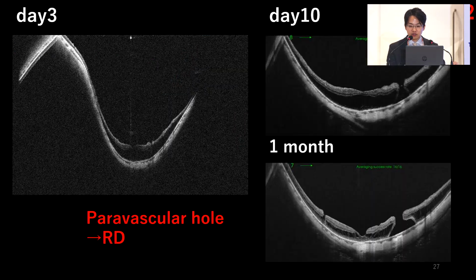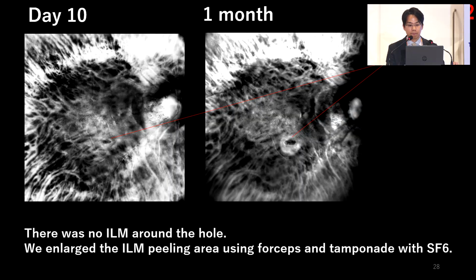At day 3 after the surgery, we could detect a tiny palavascular hole. One month after the surgery, retinal detachment occurred around the palavascular hole region. Using retromode imaging, the palavascular hole and retinal detachment region are easy to detect. In the reoperation, there was no ILM around the hole. We enlarged the ILM peeling area and did tamponade with SF6.